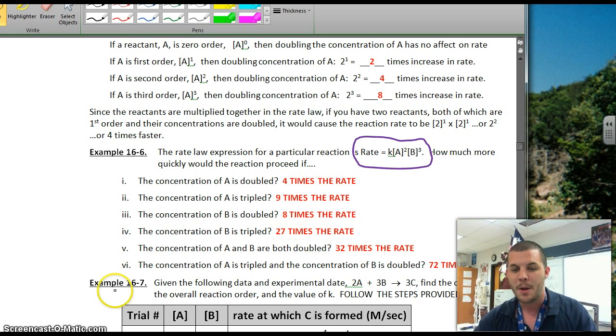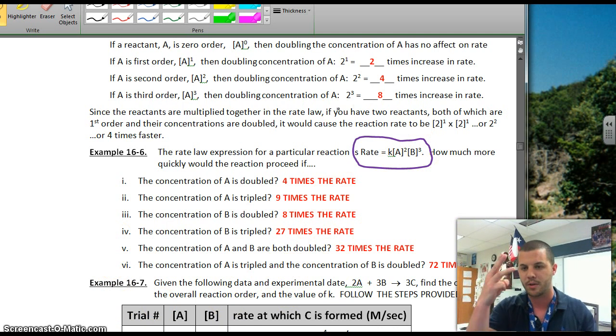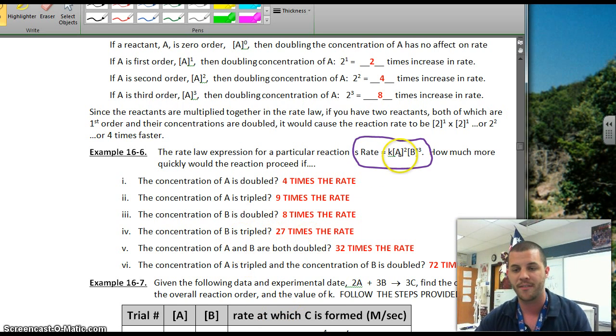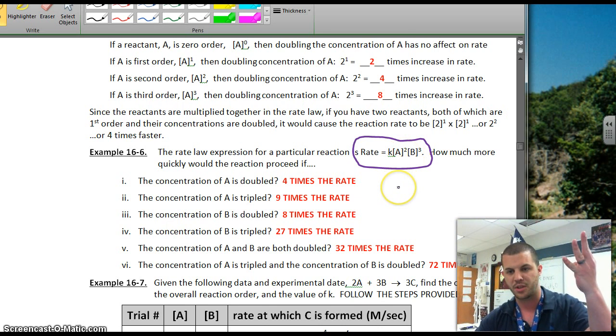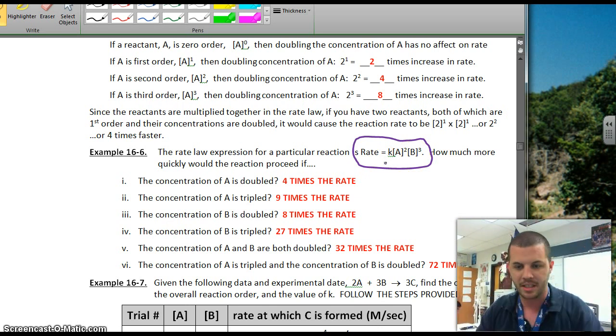The reason for that is because 3 cubed is 27. So if you do 3 cubed, that number is 27. Now, what happens if A and B are both doubled? Well, if you double the concentration of A, then it's going to make it go 4 times as fast. And if you double the concentration of B, then that's going to make it go 8 times as fast. And 8 times 4 is 32. So that means that it's going to go 32 times as fast.